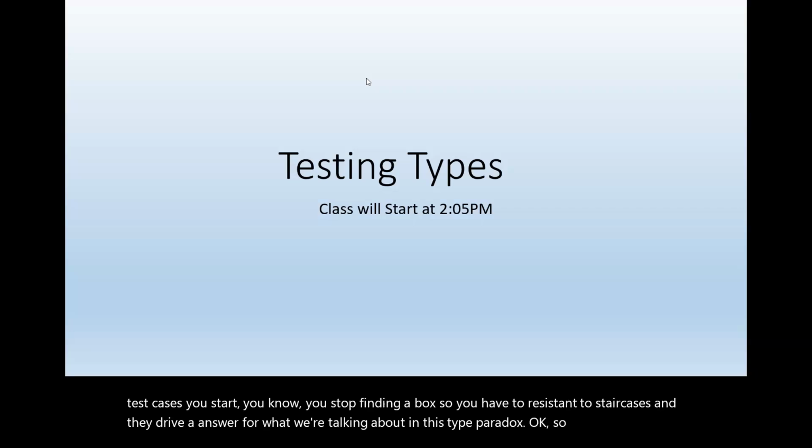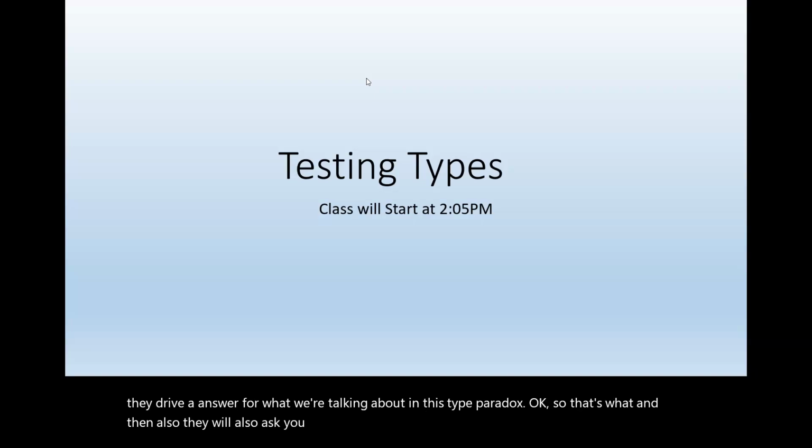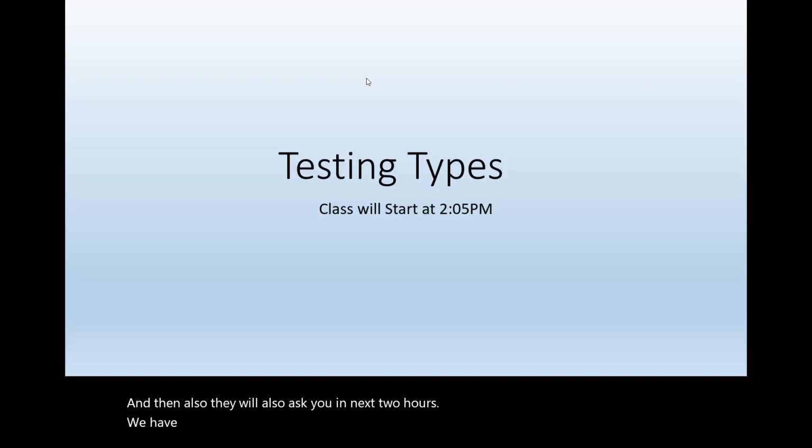And then they will also ask you, in the next 2 hours we have a production release. How do you do the testing? So what's going to be your answer? It's going to be based on certain priority because the time limit is key. So we have to prioritize which one is going to be for the user immediately. So where are you deriving your answer from?